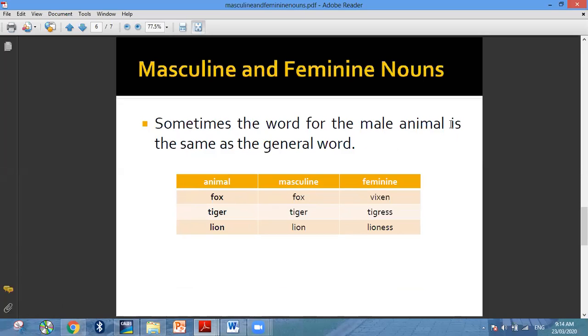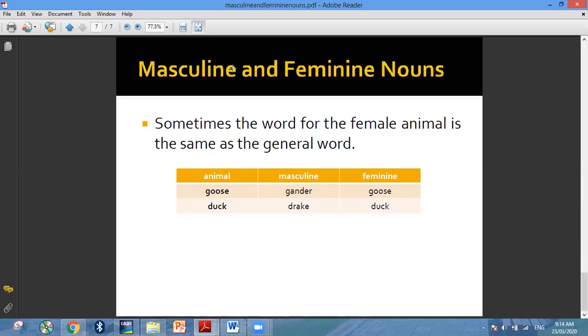Sometimes the word for the male animal is the same as the general word. Again, the name of the animal is fox, and this is the name that's used for the male. So what about the female? Vixen. The name of the animal is tiger, and also this is the name of the male. But what about the female? Tigress. Lion, lioness. Again, lion is the name of the animal and the name of the male, and lioness is the female. Okay?